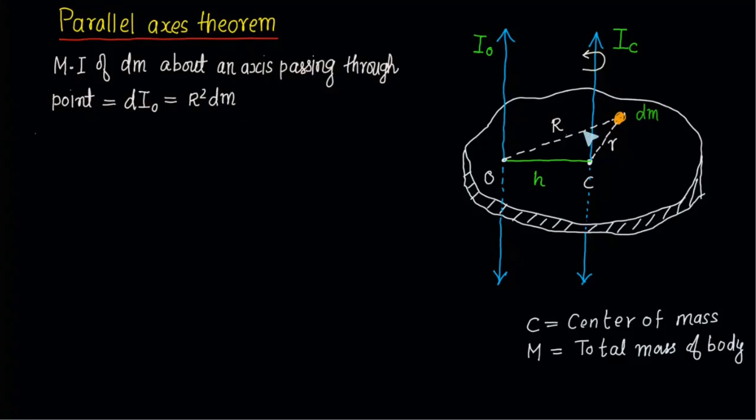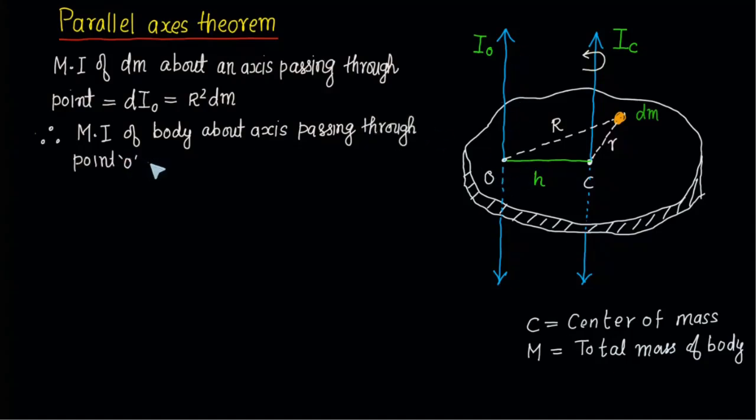Now if I want to find the moment of inertia of the entire body, I will have to integrate this. So I can say the moment of inertia of the body about the axis passing through point O, that is this axis, friends, will be simply, if you integrate this part, you will get the overall moment of inertia of the body. So this is basically IO, which is nothing but the integration of r square dm.